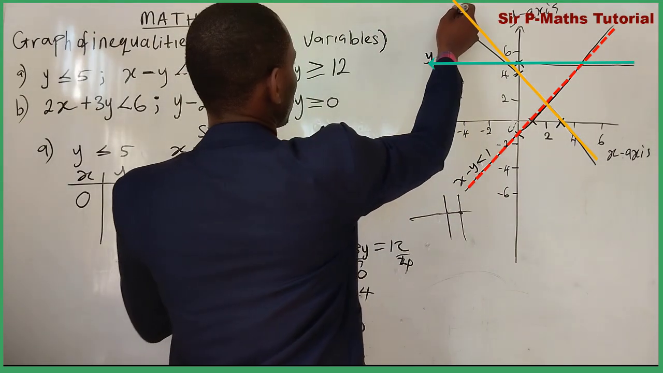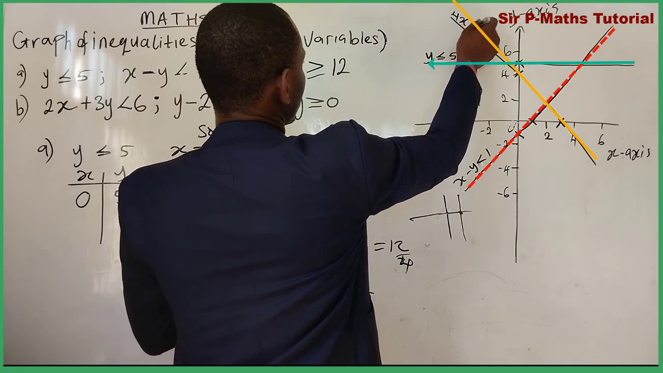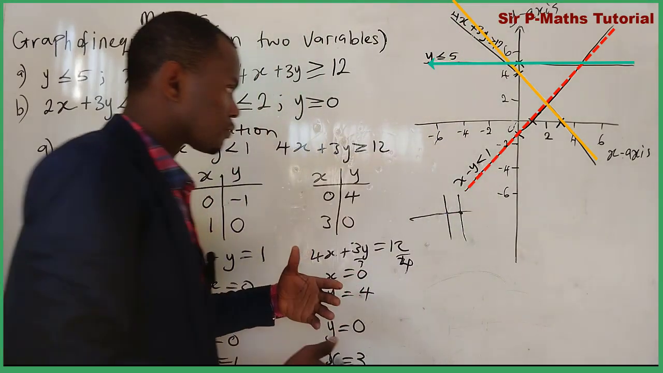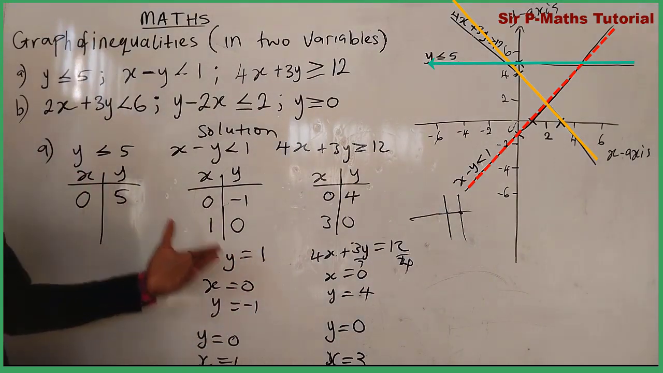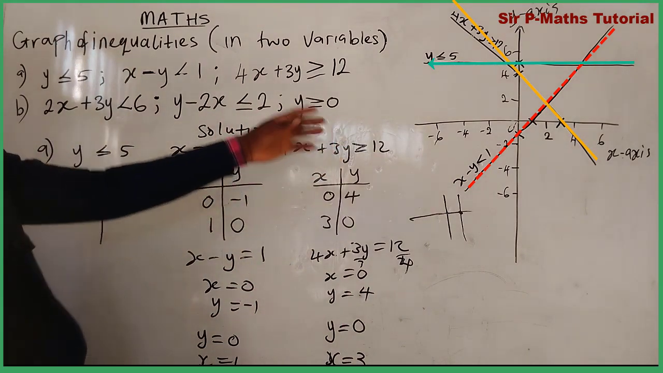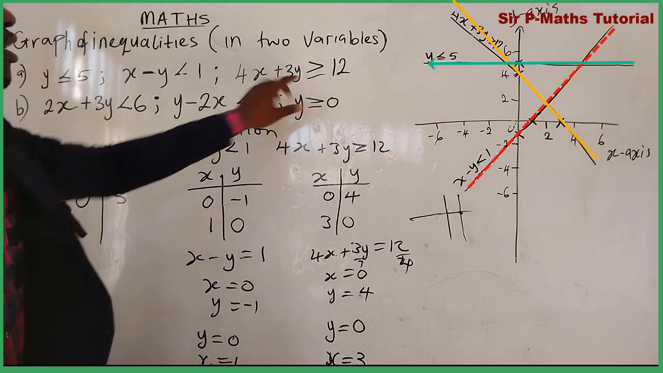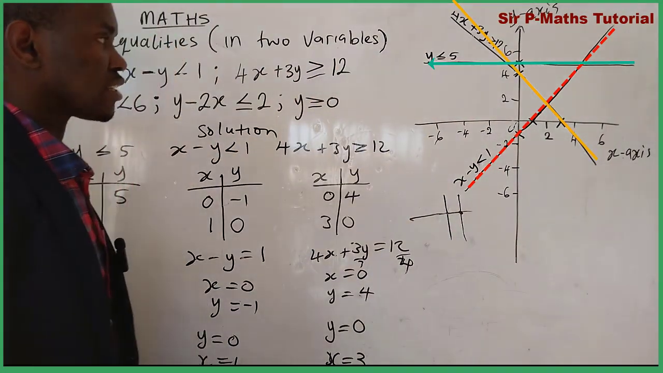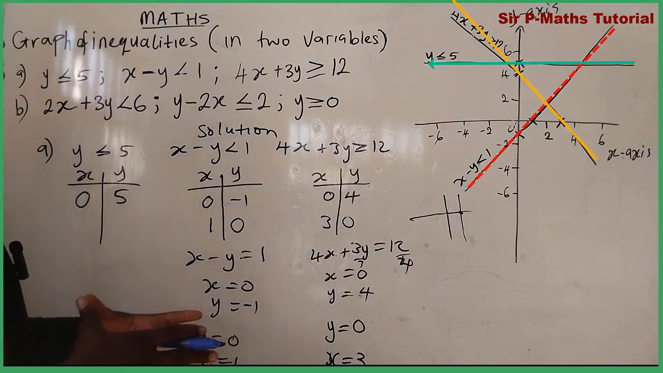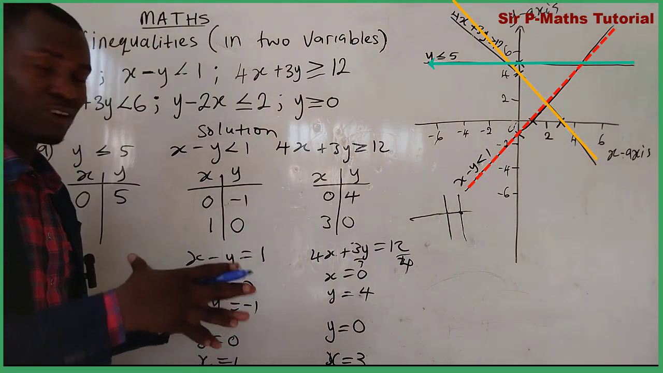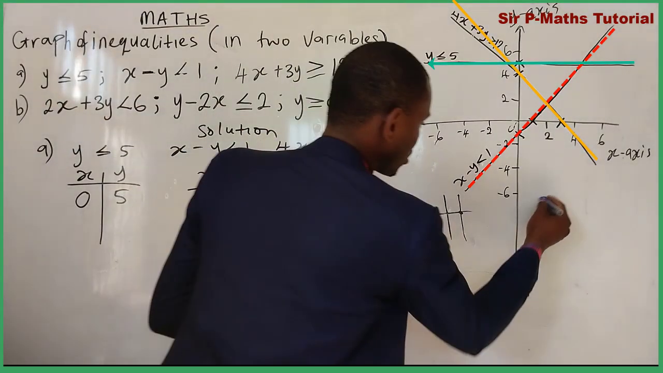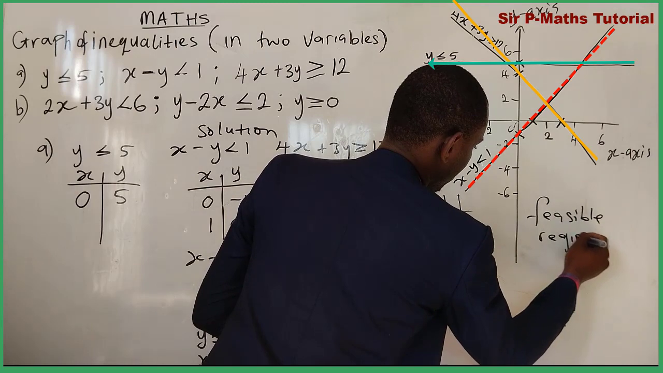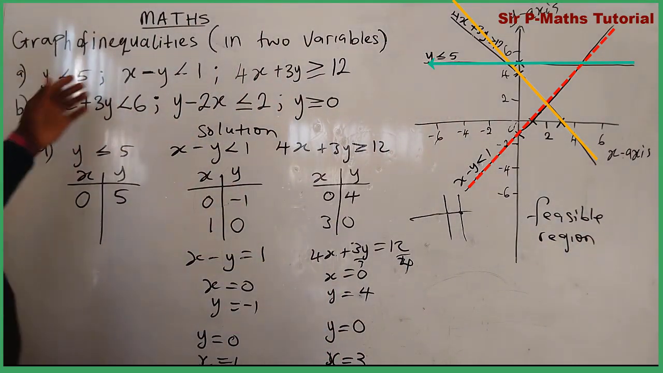This is the third one, 4x plus 3y greater than or equal to 12. The next thing we do is to shade the region produced by the given inequalities. The three of them have their own side to be shaded, but we have to produce the region bounded by the three of them, which we call the feasible region.